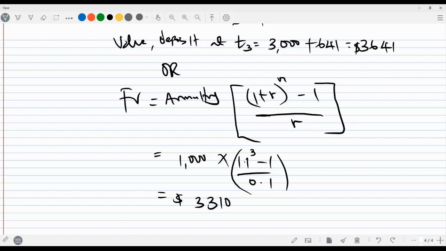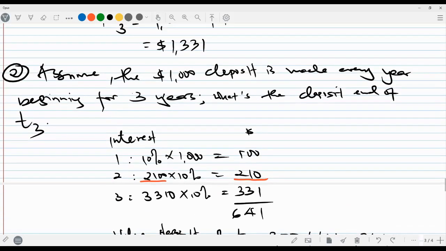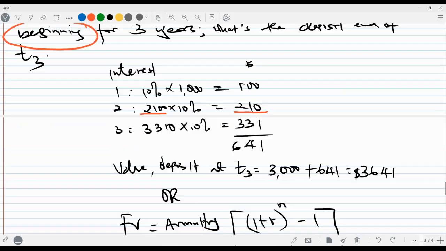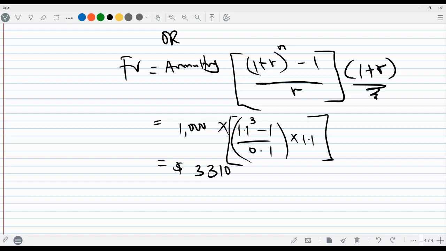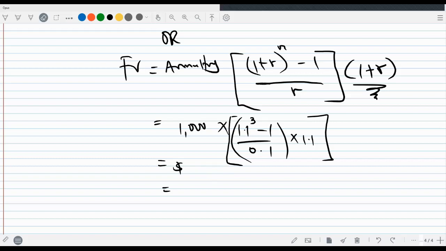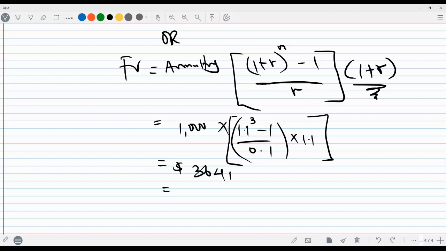Now, the thing is that these cash flows are being invested at the beginning of the year. Since they are invested at the beginning of the year, we need to adjust our formula. This formula is for cash flow occurring at the end of the period. But since they occur at the beginning of the year, we need to multiply by 1 plus r, times 1.1. So you get how much? 3,641. Yes, that's 3,641.